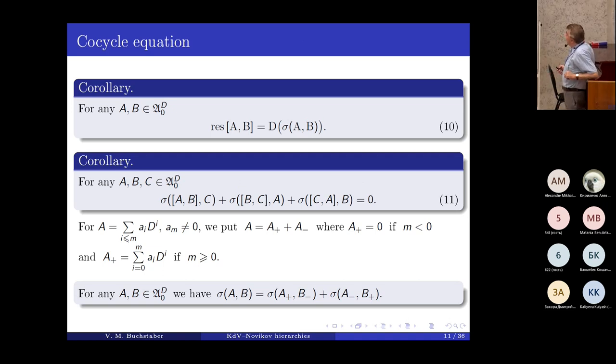A very important corollary: if you consider the commutator [A,B] and calculate the residue, you obtain that it is nothing else than a differential operator of our form. Here, let me remind you, very important, the D is a monomorphism. For applications, this formula was very important. And next, it turns out that this skew-symmetric form gives us the co-cycle equation. This is exactly the co-cycle equation from the point of view of homology of Lie algebras. Next. As usual, we can introduce for any PD operator a positive part, which is the differential operator, and a negative part. And of course, our form we can describe in such a form.